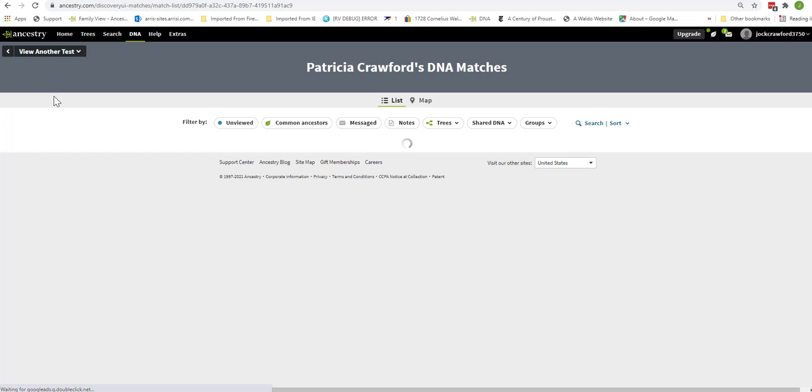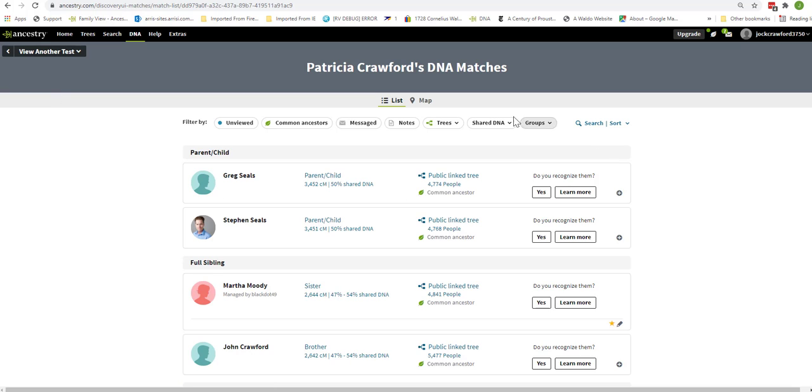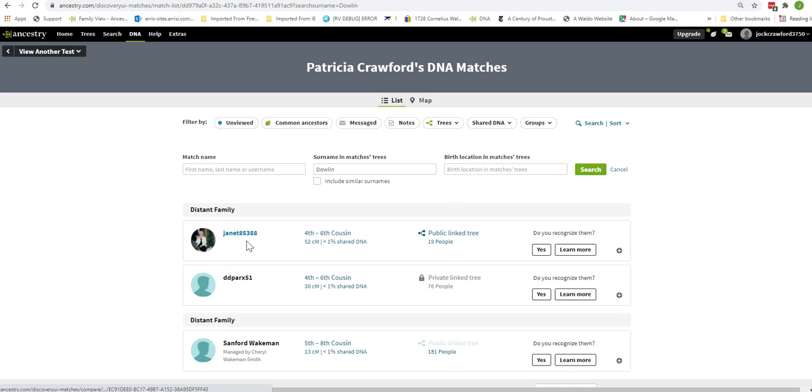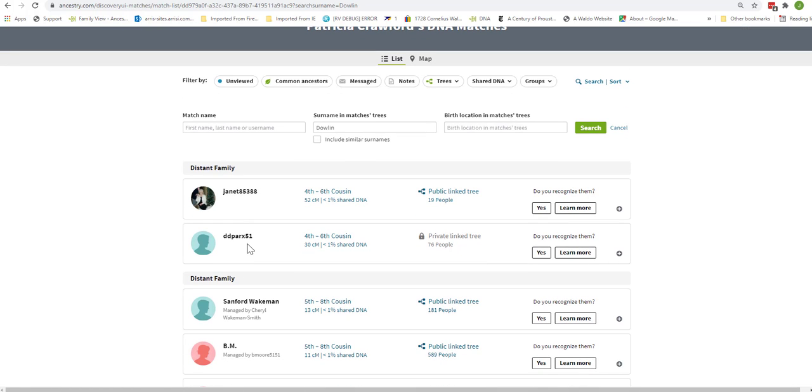And when somebody shares their matches with you, you're able to see and do searches in that person's matches. And this can give you clues because we don't all inherit the same DNA, even if we're related to the same ancestor. And so looking at my sister, Patricia Crawford, we'll go to Dowlin. And I began to take a look at these, and two of the biggest ones are Janet and Parks here. So let's look at Janet.